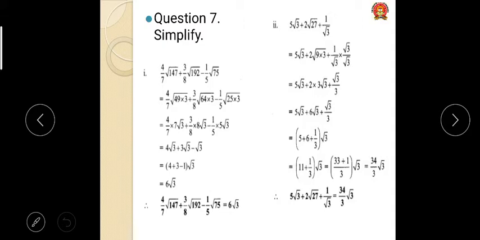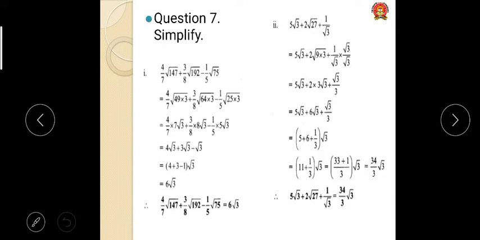Okay, now this question 7. 4 by 7 into square root of 147 plus 3 by 8 into square root of 192 minus 1 by 5 into square root of 75. Okay, 4 by 7 into square root of 49 multiplied by 3. You have to write all these in such a way that one of the factors becomes a perfect square number. Similarly, after writing, you have to simplify it.